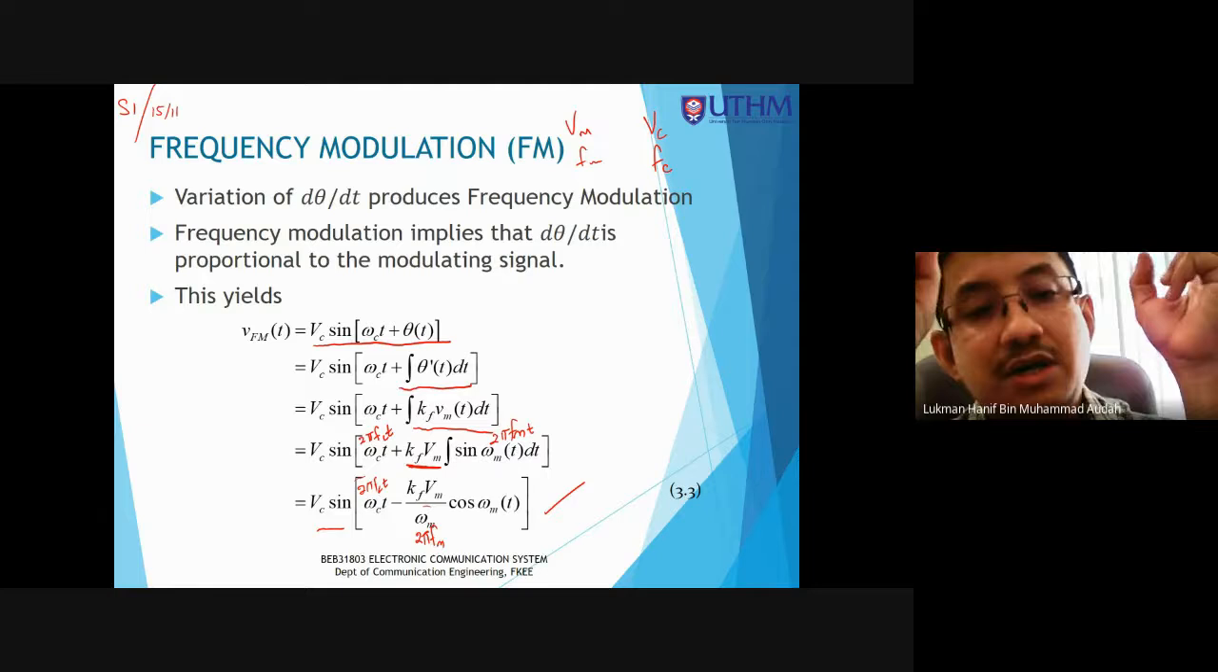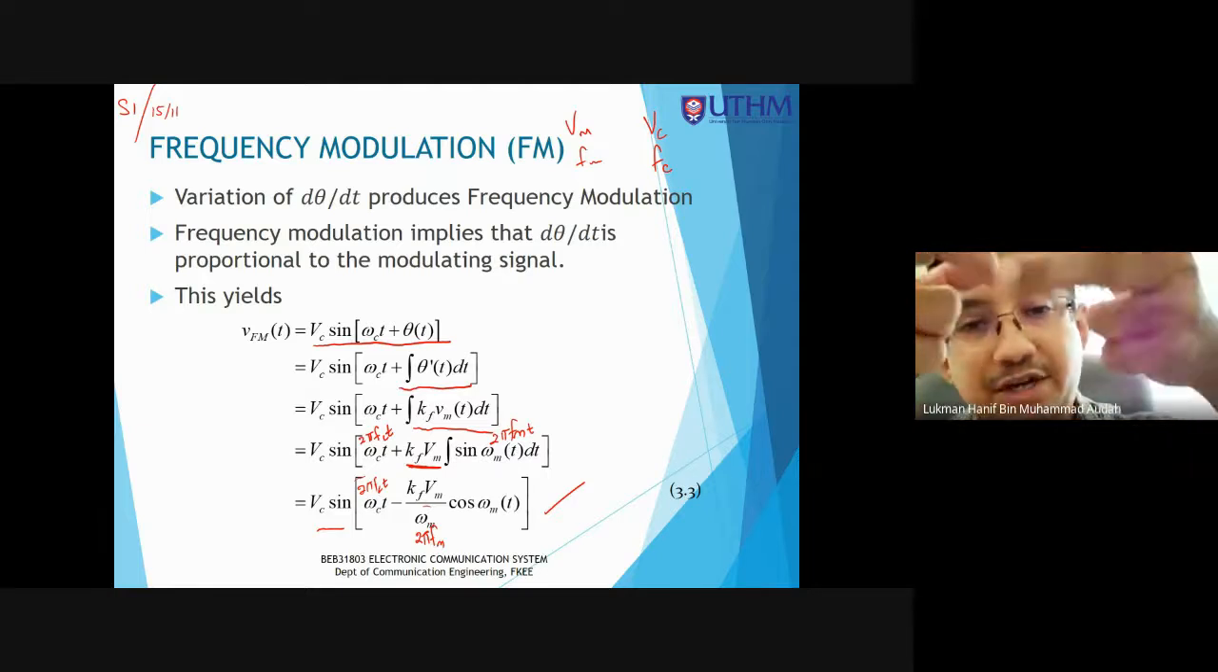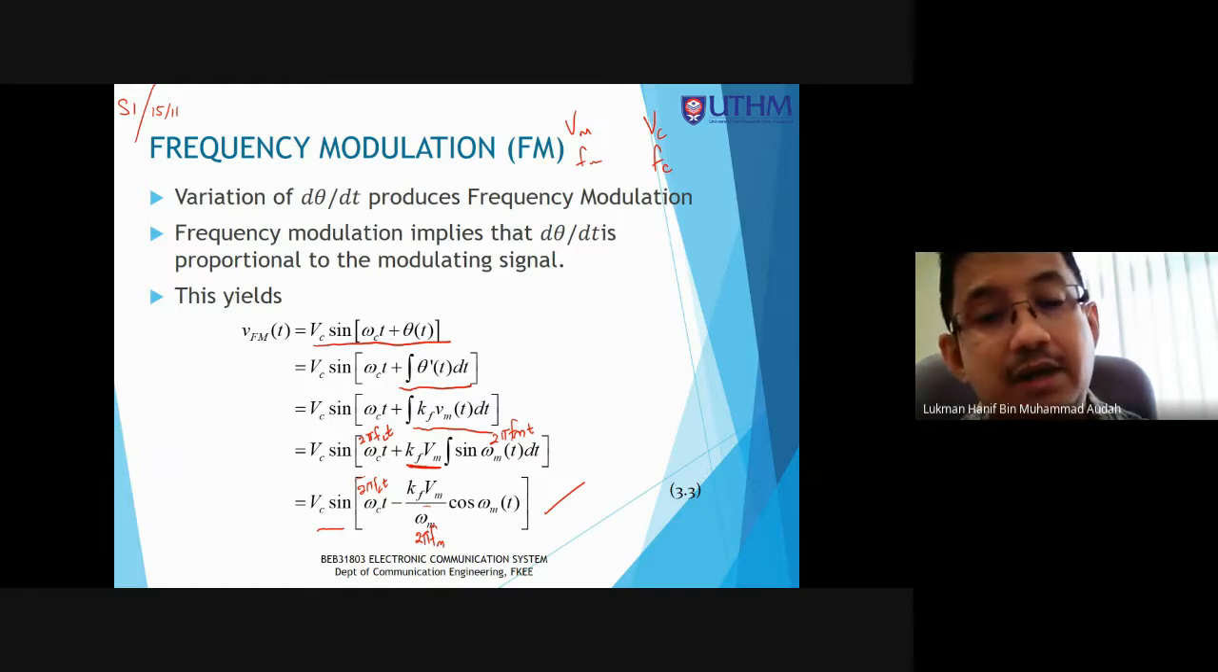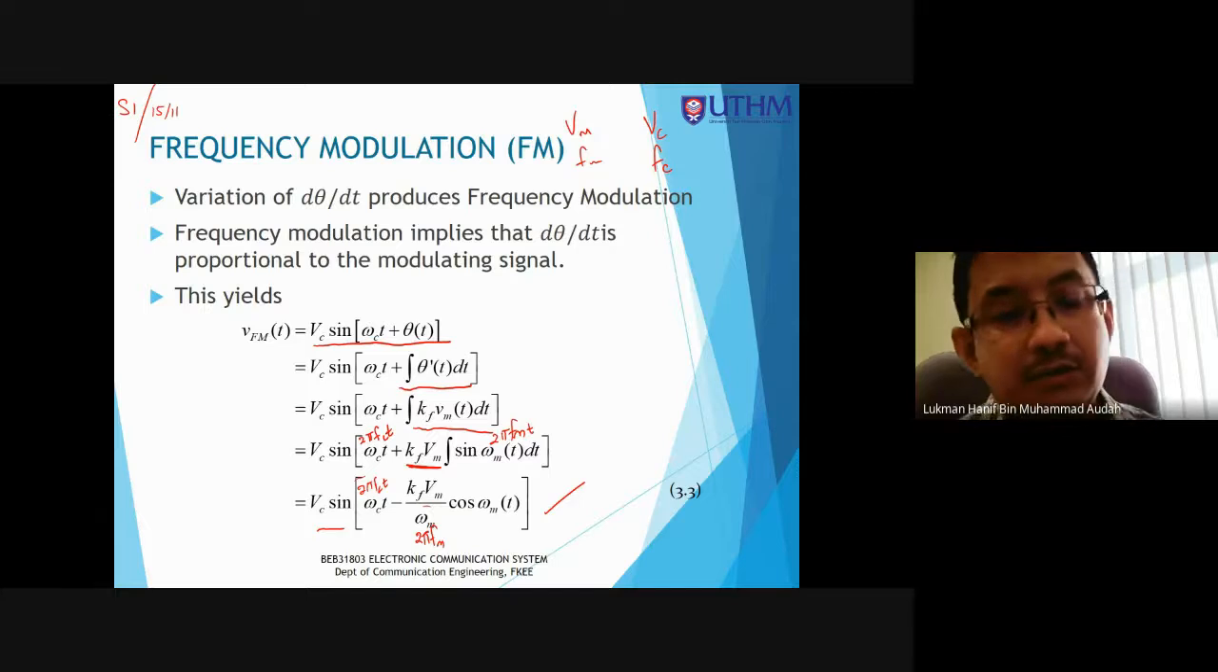So now the thing is that you need to understand how to elaborate from the general equation of angle modulation to become the frequency modulation equation. Okay. So kalau ada soalan, please ask me question if you have question. If you don't understand, you can ask question.